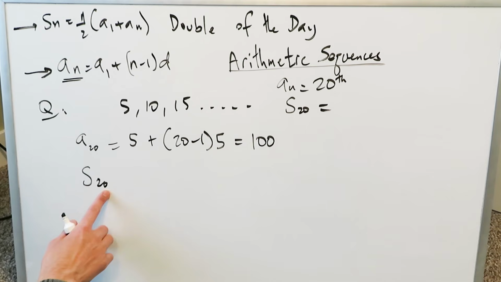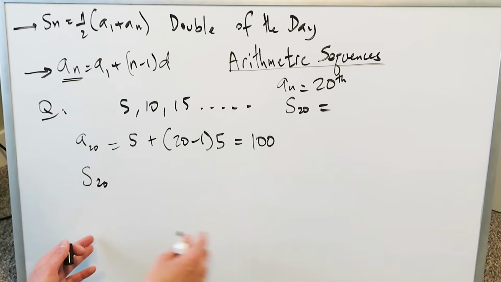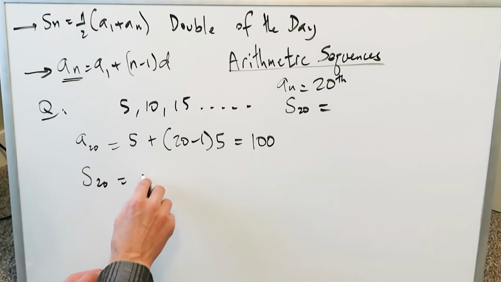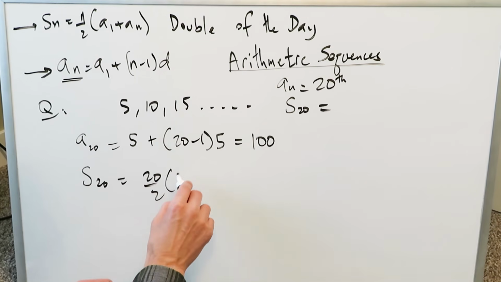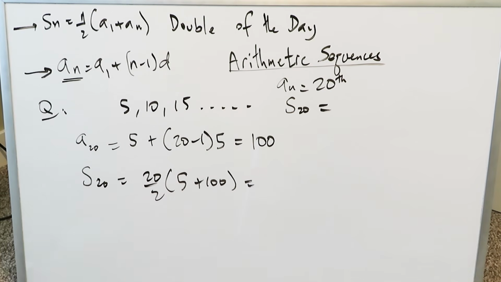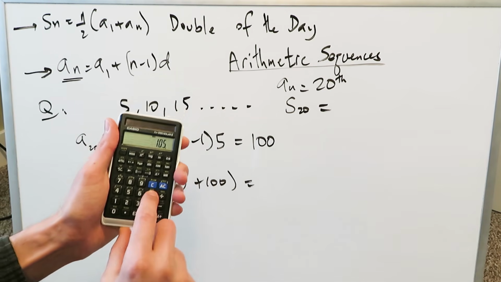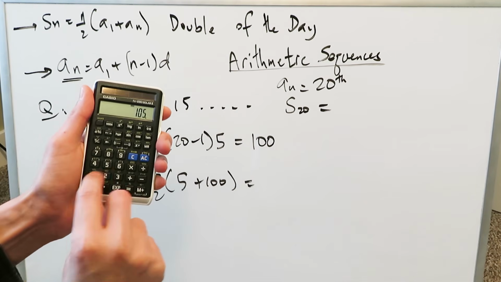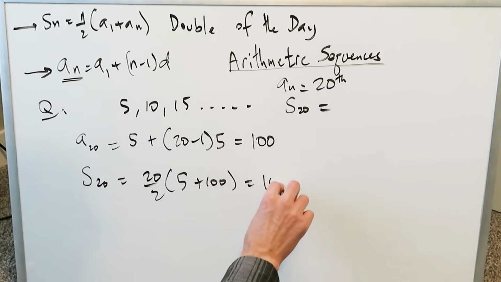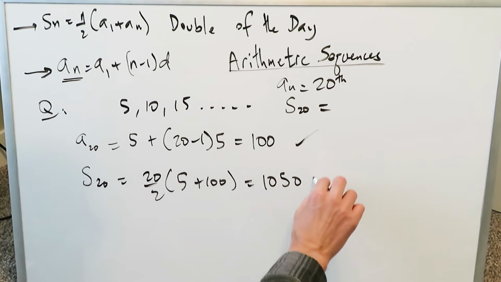And now for S20, what is the sum of these 20 terms in this arithmetic sequence? You have the formula over here, n over 2, but it's 20 over 2. You have the first term and then the last term. You sum them and multiply by that. You'll have 5 plus 100, which is 105, times 10, and you'll have 1050. The answer here will certainly be right. Both of these are good.